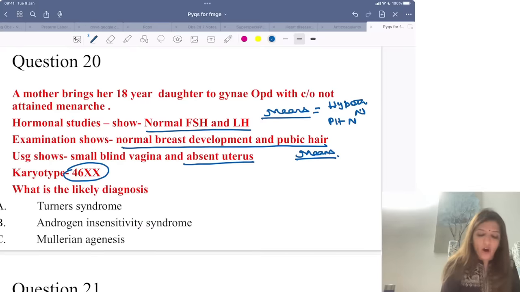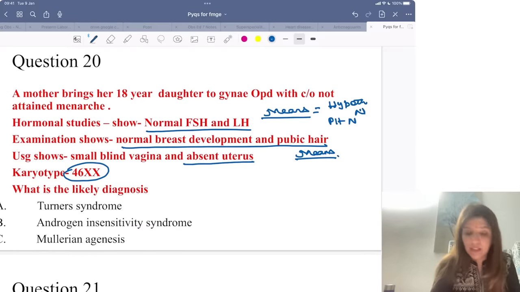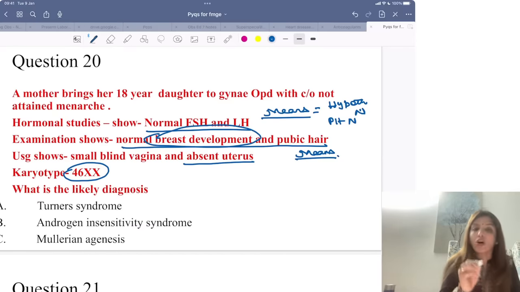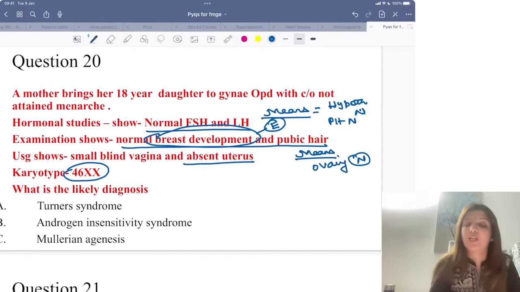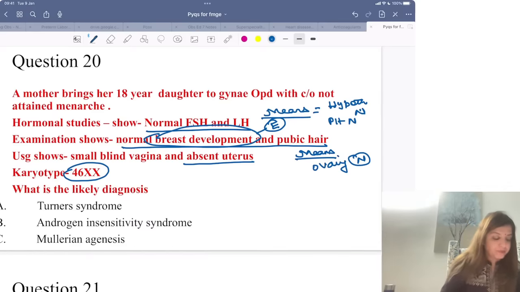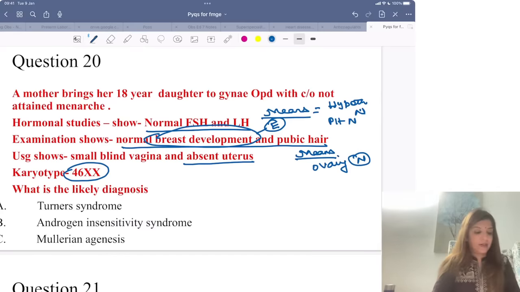Now your question is saying normal breast development and pubic hair development. Breast development ke liye the hormone which is responsible is estrogen. Right? So if normal breast development hai, to iska matlab hai ki ovary bhi normal hai. Because ovary normal hai, that is why estrogen normal hai, that is why breast development is normal. Right? Now your question further says, ultrasound shows small blind vagina and absent uterus.